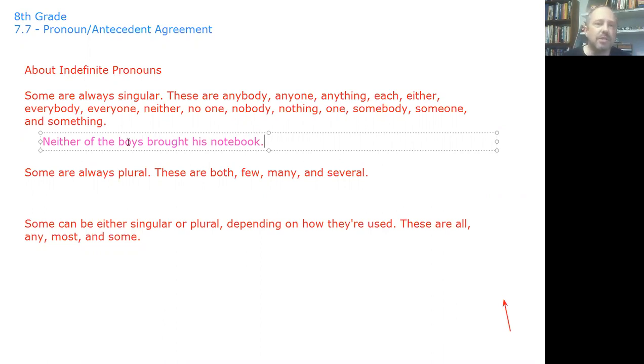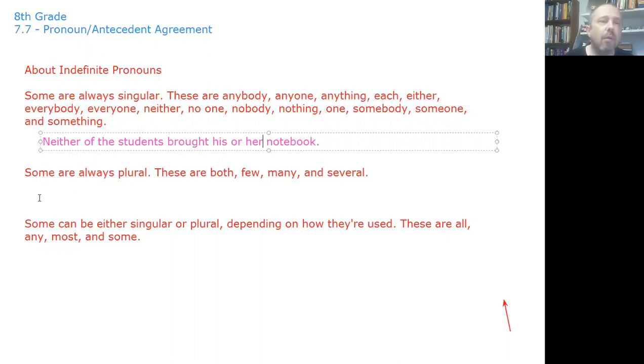Now, if I was unclear on whether I was talking about boys or girls, let's just say neither of the students brought his notebook. What has become customary in English now is to say his or her. And I want you to understand this is more a matter of convention than it is a strict rule. But in any event, there you go. It's still singular. His, her, still singular.